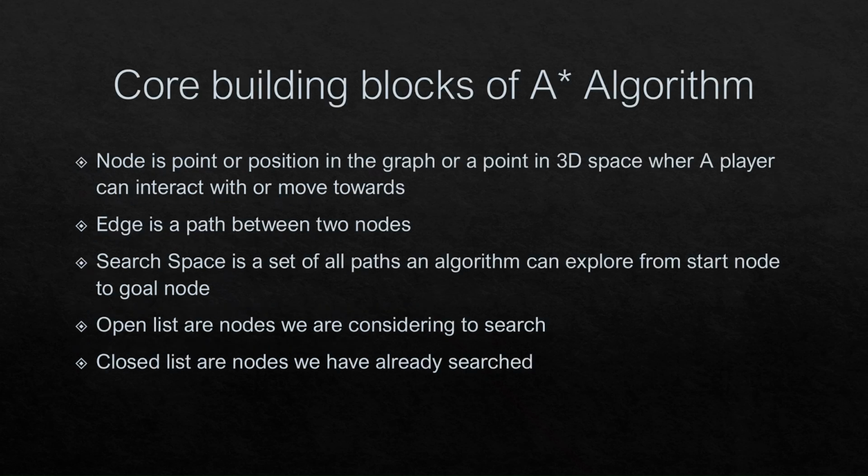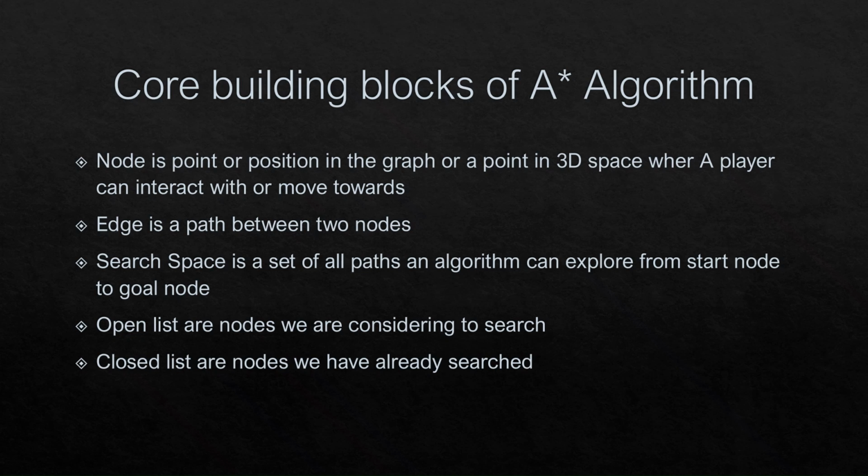So what are the core building blocks of the Dijkstra algorithm? We have a node, which is a point or a position in the graph, especially in 2D games, or a point in 3D space where a player can interact with or move towards. An example is a door. When you walk towards a door in a game and you interact with the door to open it and get inside a building, the door becomes a node.